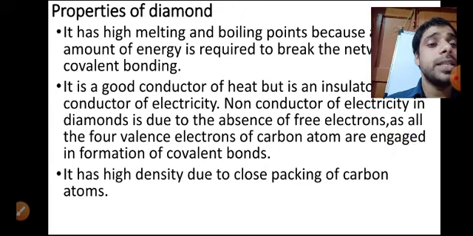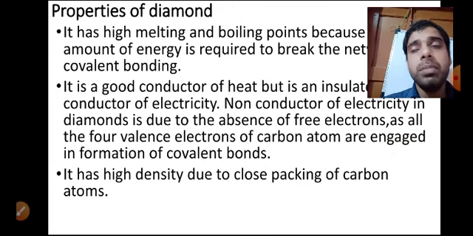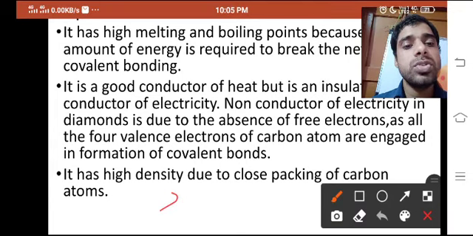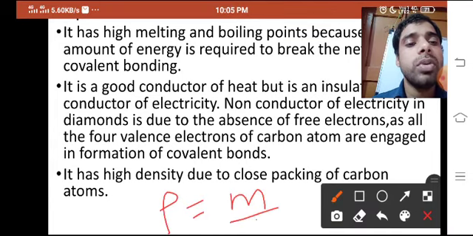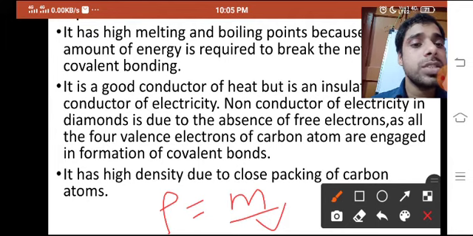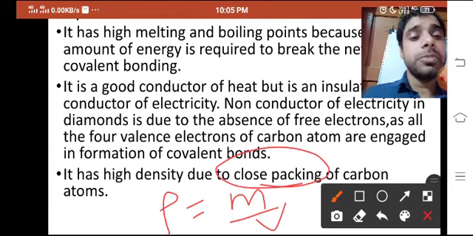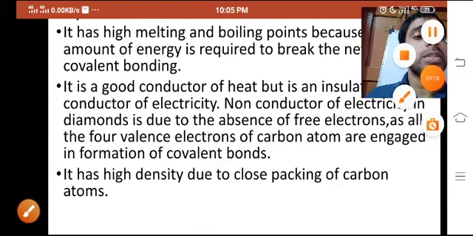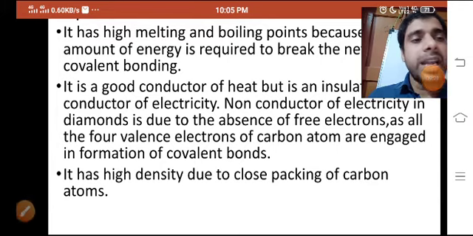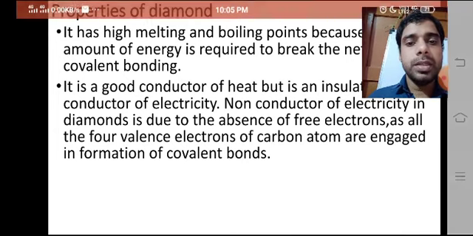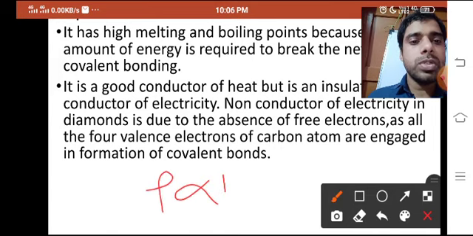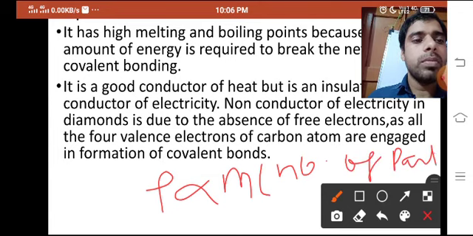It has high density. Why does it have a high density? Because, as I have discussed previously, you also know that rho is equal to mass upon volume. And it has close packing, meaning compact packing is there. Compact packing means the number of atoms is very much, and if the number of atoms is very much, that means mass would also be very much. So rho is directly proportional to mass, and mass means the number of particles.